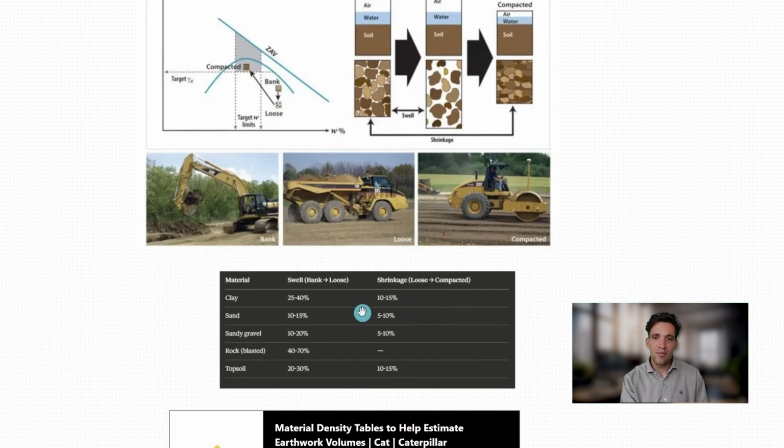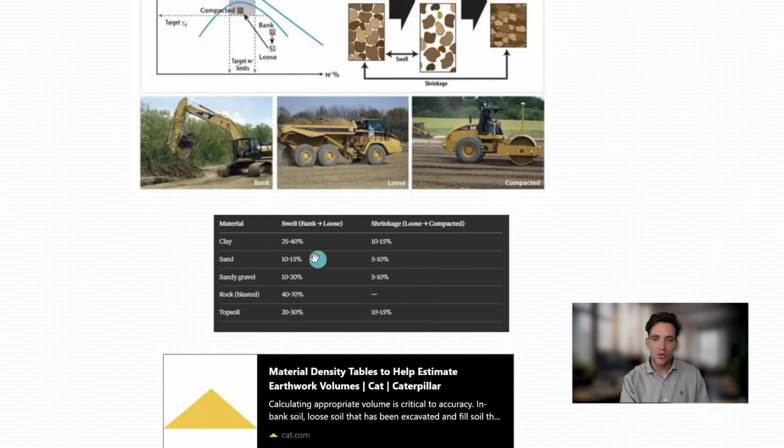Now, the thing is, these numbers actually vary a lot. So if you're talking about typical swell from bank to loose, for clay, it might go up by 25 to 40%. For sand, it might go up 10 to 15%. For sandy gravel, it might go up 10 to 20%. For rock, it'll go up 40 to 70%.